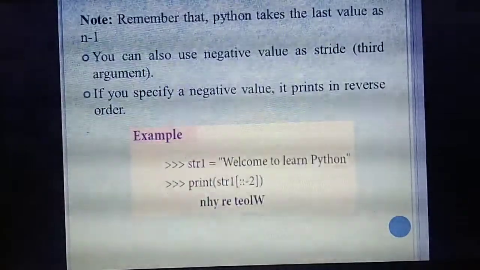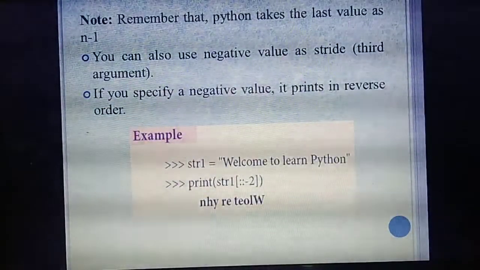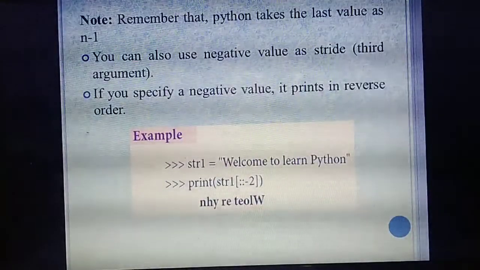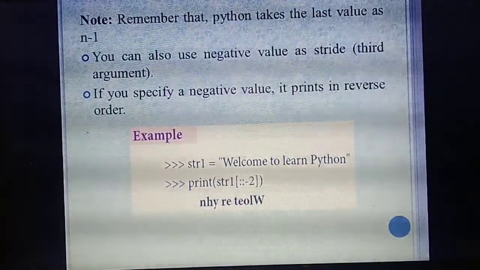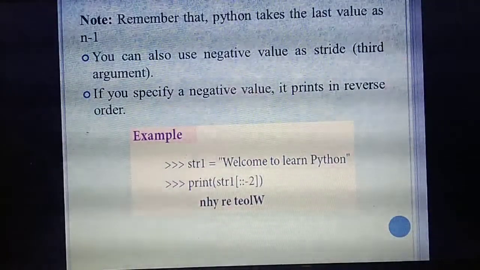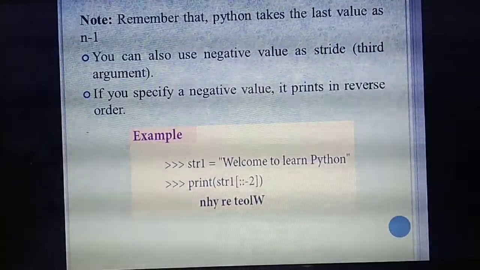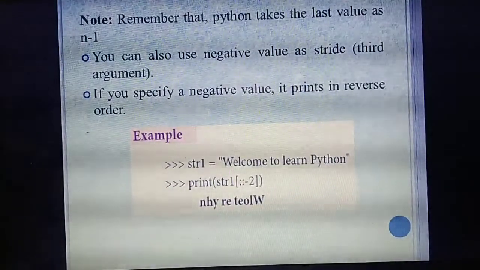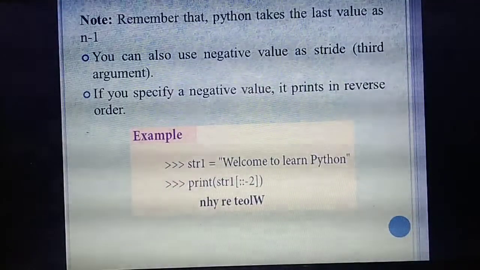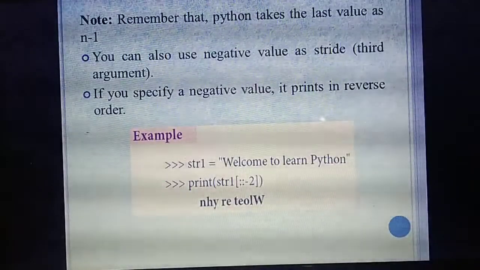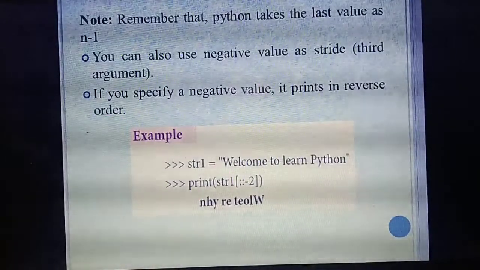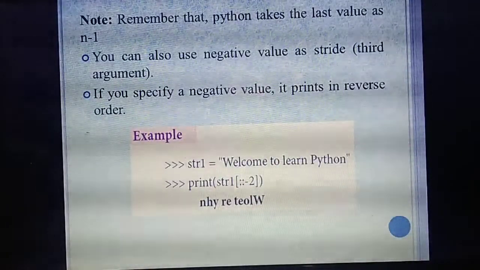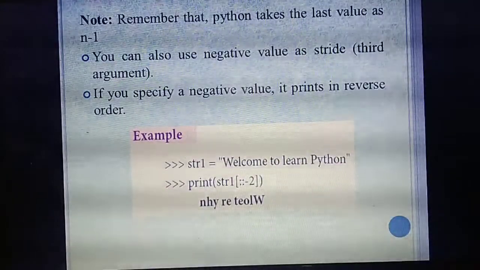So next thing is negative stride. Always in Python the last value it will take is n minus 1. 5 means it will take up to 4. But negative stride, what do you mean by stride? You need to specify the third argument. That argument we are calling a stride. So negative stride means it will print in reverse order. That means from backwards it will print. Understand? It is the same as before, but it will print in reverse order.